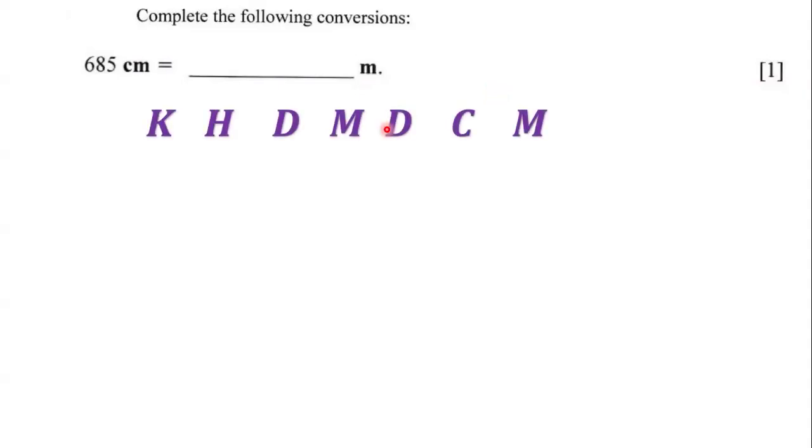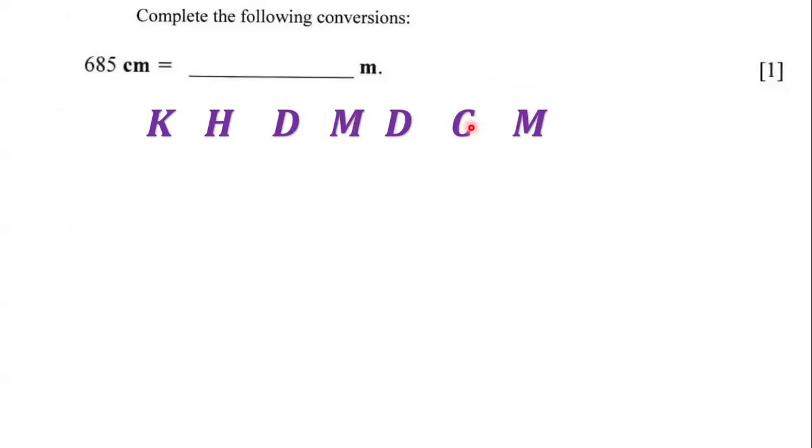So again, we're going to use our acronym: Knock him down, minister, don't commit mayhem. We know that the K stands for kilometers, the M stands for meters, the C stands for centimeters, and this M stands for millimeters. So we're moving from centimeters to meters.